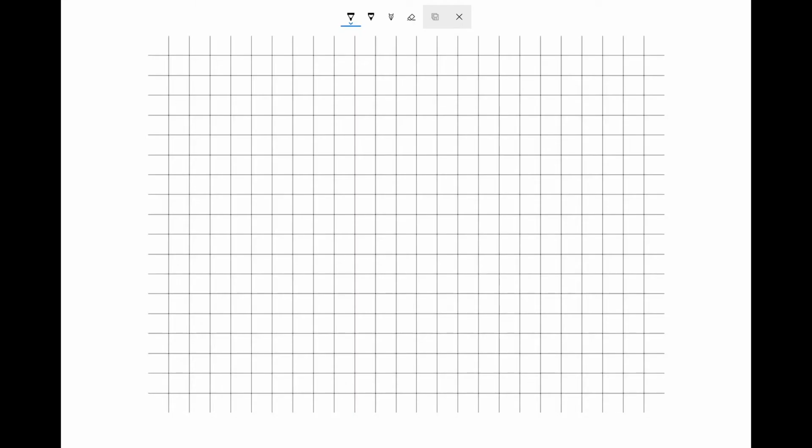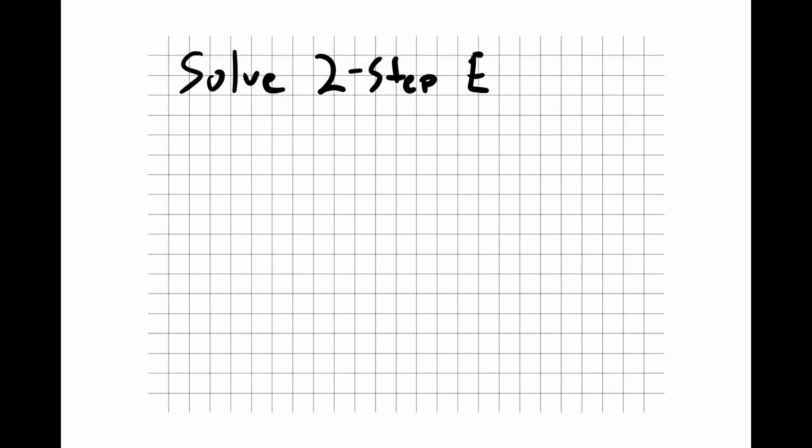Alright, 8th graders. This week we are covering a section titled Solving Two-Step Equations. As the title suggests, your problems are going to require you to do two steps in order to solve. Two-step equations, and I'm just going to abbreviate that. Solving two-step equations. So what does that mean?